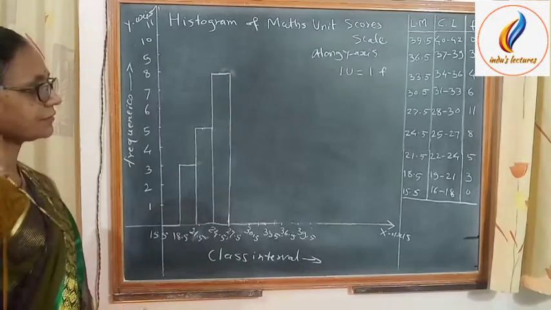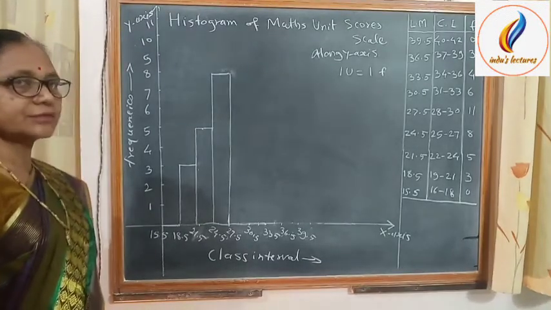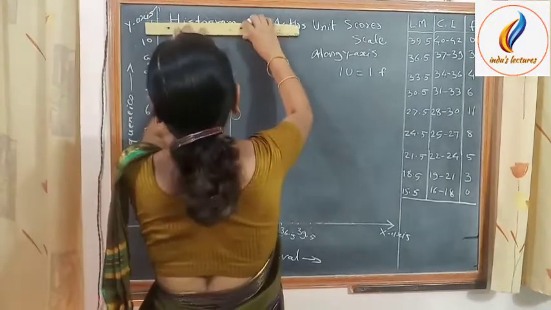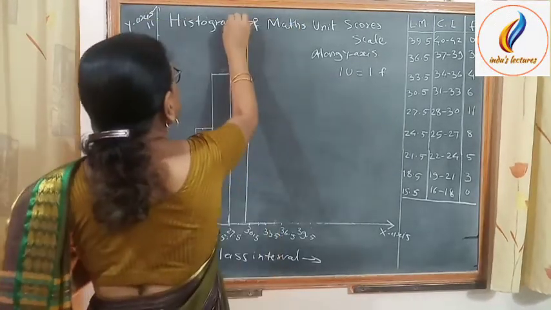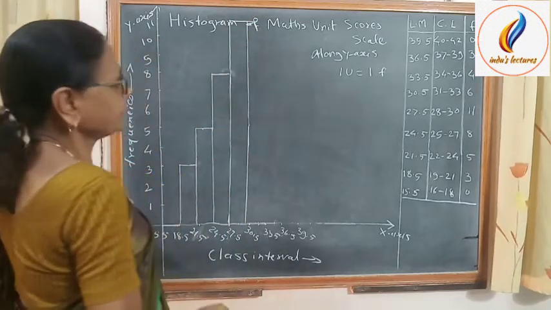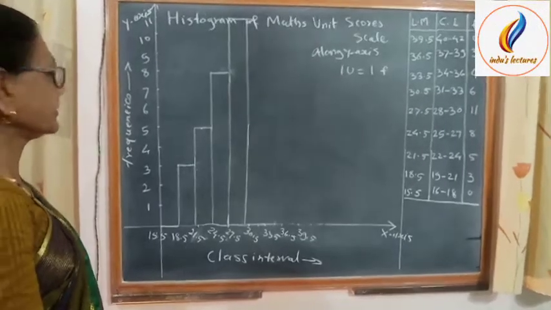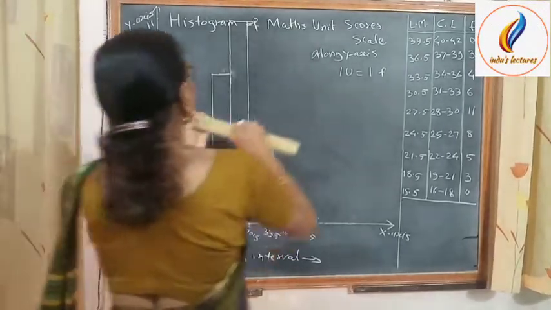Next class interval is 28 to 30. Its frequency is 11, so consider the point 11. Then the next class interval is 31 to 33. Frequency is 6, so consider this point 6.